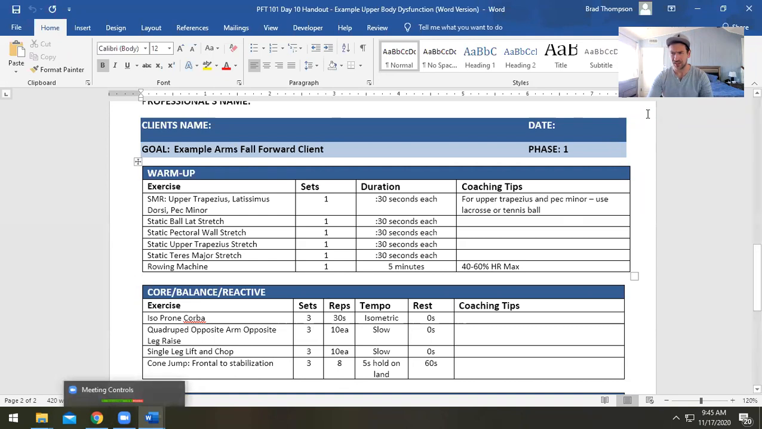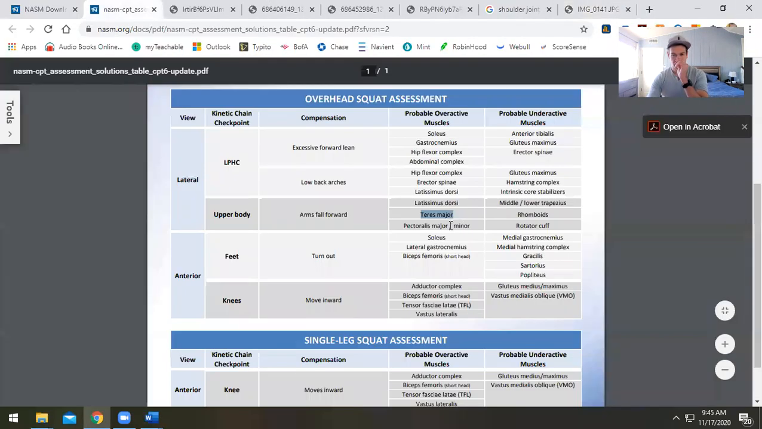Any questions on those overactive muscles? Good. Okay. Let's look at the underactive list. So those are your 4 overactive. Let's look at the underactive.